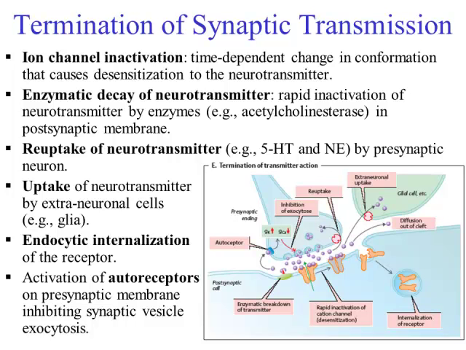So how does this all end? I was saying it's a cycle. You have one thing, so something has to stop it all. So how does the signal end? How do we terminate synaptic transmission? One way that this can happen is through ion channel inactivation.